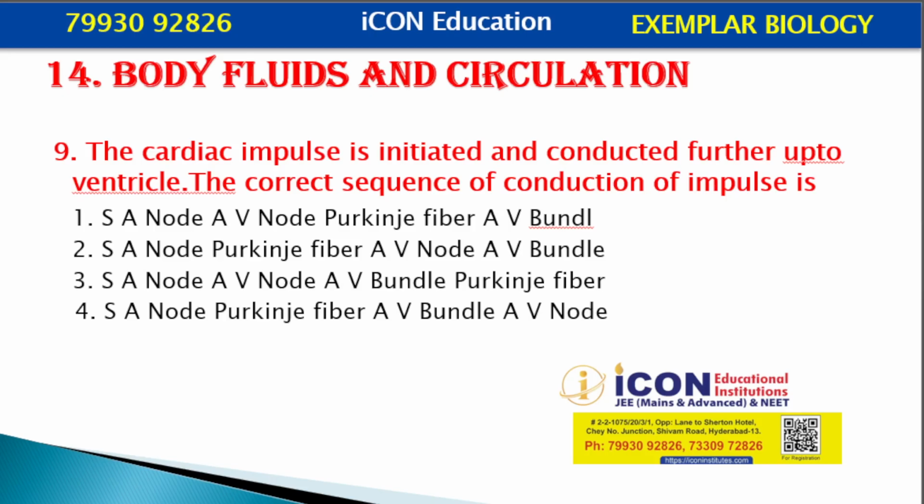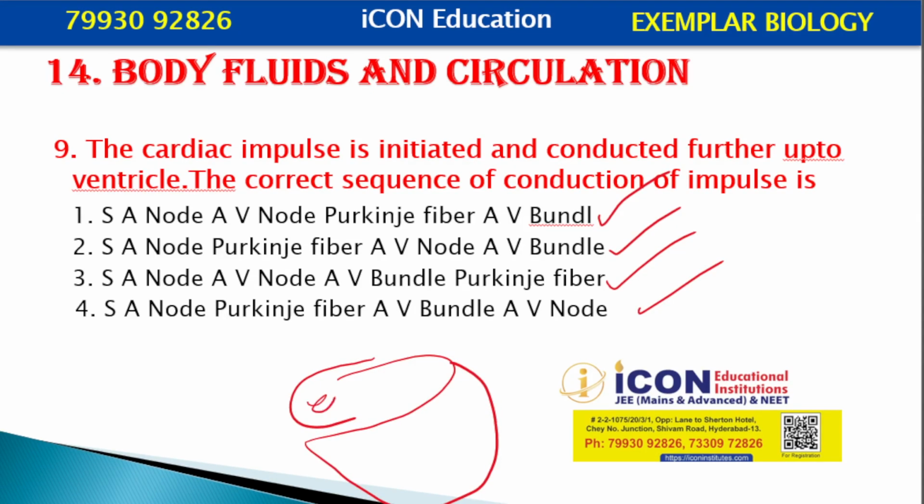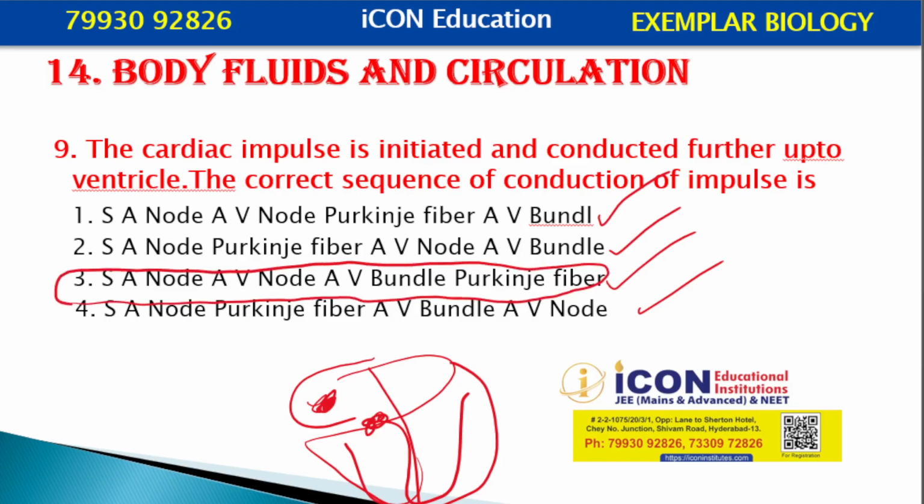In the cardiac cycle, the impulse is initiated and conducted further up to the ventricle. What is the correct sequence? The options are various orders of SA node, AV node, AV bundle and Purkinje fibers. Let us see first of all. This is the SA node. From the SA node, it will come to the AV node, then to the bundle of His, then to the Purkinje fibers. So the answer is SA node to AV node to AV bundle to Purkinje fiber. That is our answer.